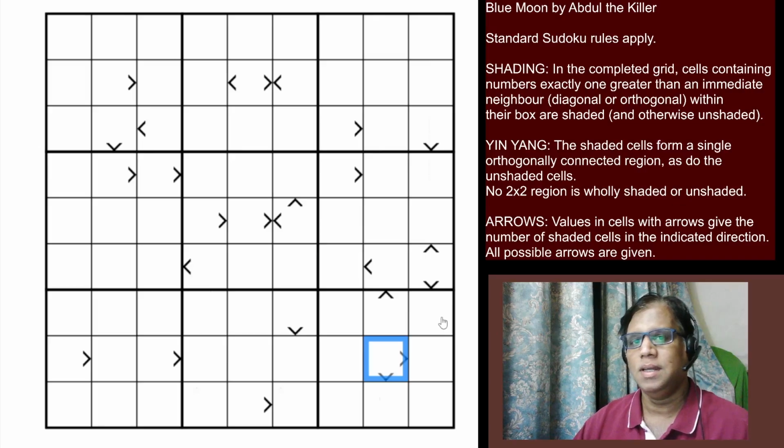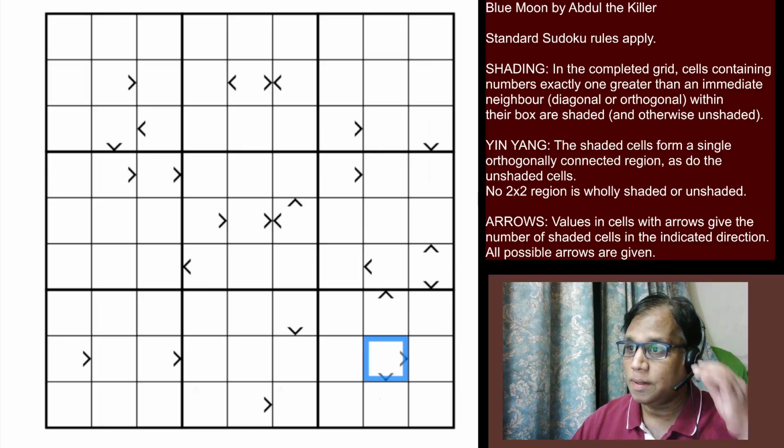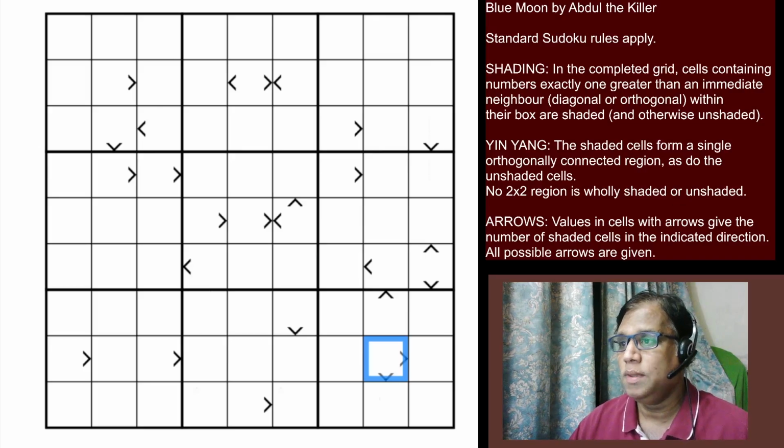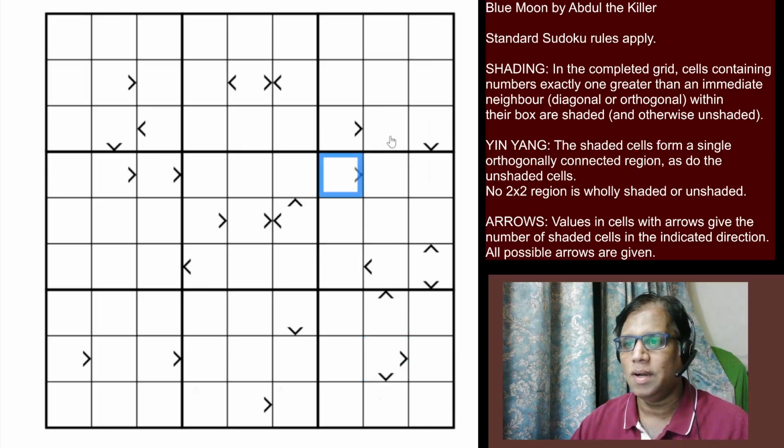I am Manoj Johnson and today I am here with another Sudoku puzzle, or Sudoku variant. This is called Blue Moon and it is by Abdul the Killer. Okay, her name is a bit strange, Abdul the Killer. Anyway, the puzzle is good. I have solved it once and I like it.